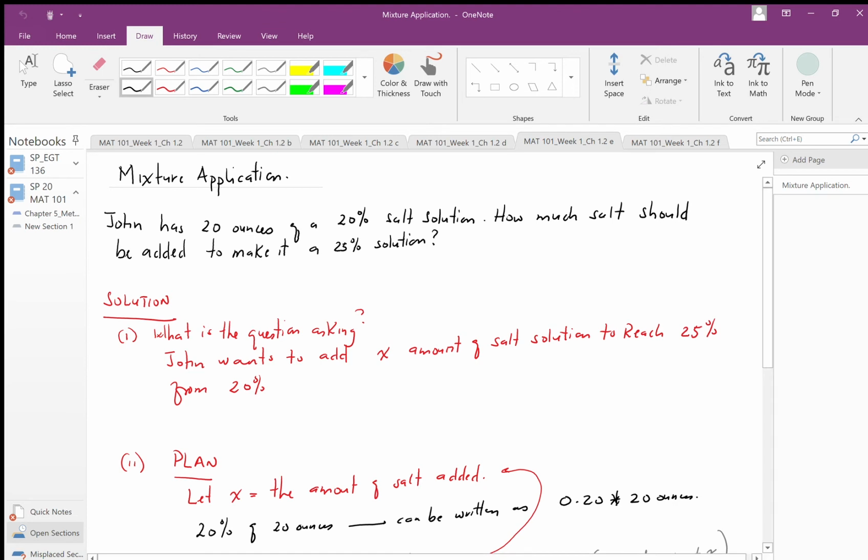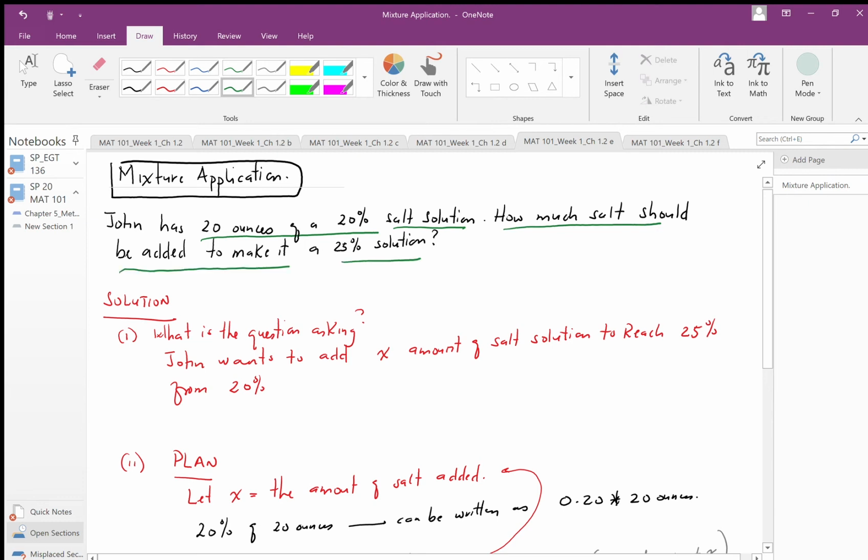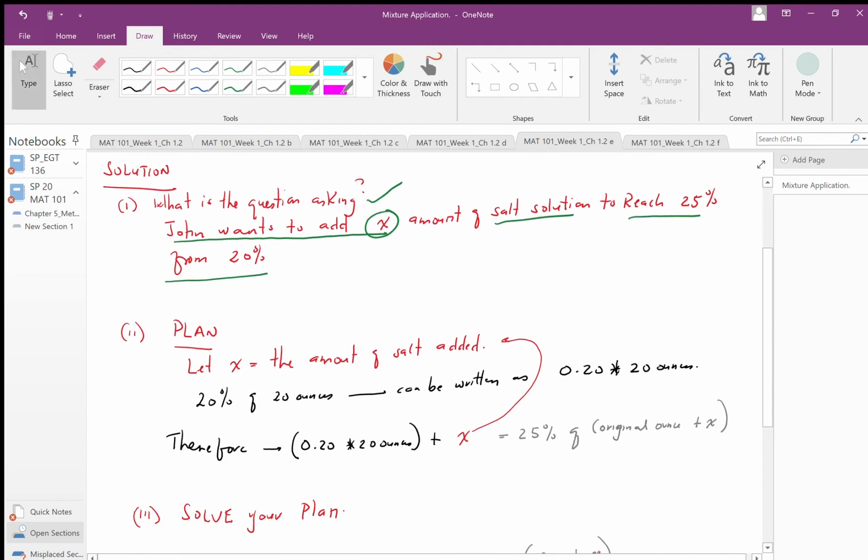And let's look at mixtures. So our mixture question says John has 20 ounces of 20% salt solution. How much salt should be added to make it a 25% solution? Okay. So again, what's our plan? Our plan is to ask a question, and the question states that John wants to add a certain amount of salt to reach 25% from 20%. How do we go about doing that?